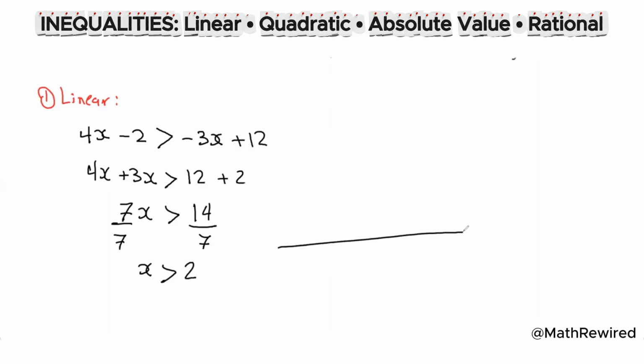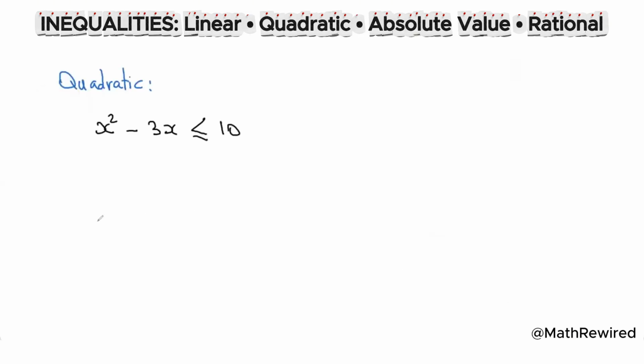I'm going to put that on the number line. There's the 0 there. 2 is somewhere around here. You put an open circle since there's no equal sign with the inequality sign. Greater than is this side, and you shade this region right here. Now let's go to the second one.